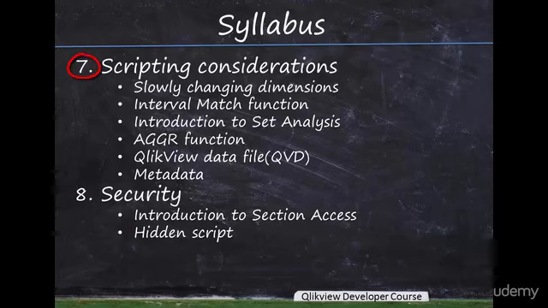Thereafter, we'll learn some additional scripting considerations, such as slowly changing dimension. And in particular, we'll learn how to deal with type 2 slowly changing dimension. We'll also use interval match function to deal with slowly changing dimension.